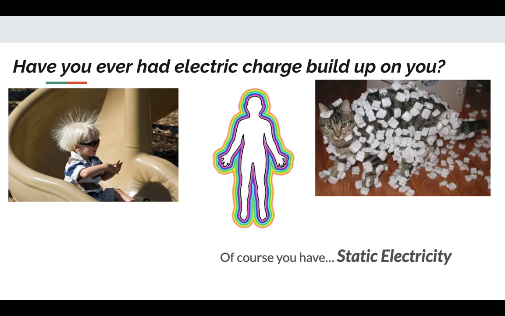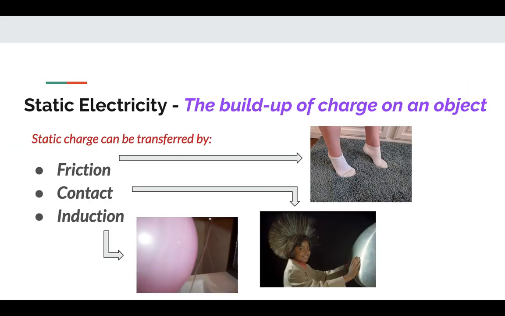Every time you go down a slide at the park, and this poor kitty cat ran into some packing peanuts. And if you've ever had that situation where maybe you're trying to throw a packing peanut or something like that away and it just kind of sticks to your hand because it won't let go, well, it's all about static electricity. Now, static electricity technically is going to be the buildup of charge on an object.